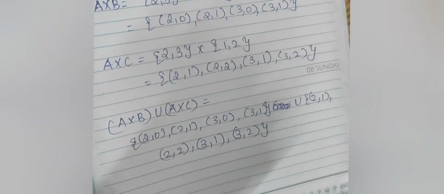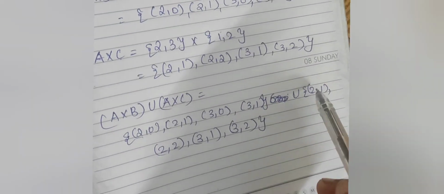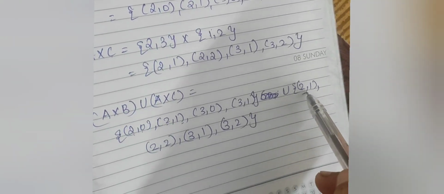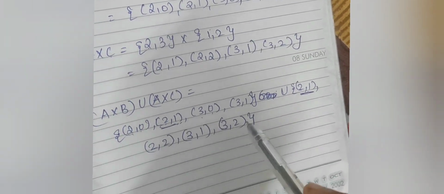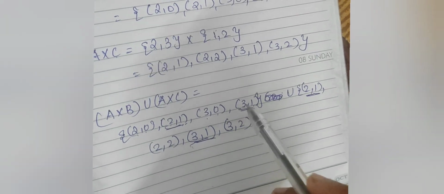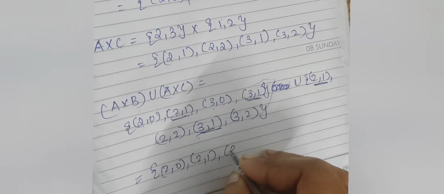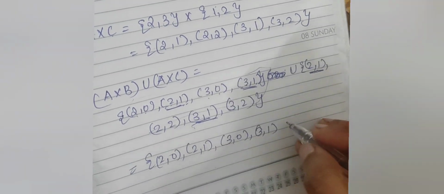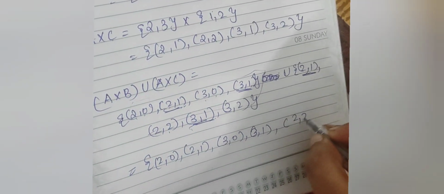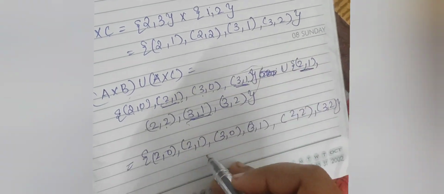So first, let's underline the similar pairs. (2, 0). Is there any (2, 0) here? No. (2, 1). It is there. So underline this. Okay. (3, 0). It's not there. (3, 1). It's there. Okay. So first, let's write the values of this: (2, 0), (2, 1), (3, 0), (3, 1). Skip the underlined values. So (2, 2) and (3, 2). Okay. So this is equation number 2.